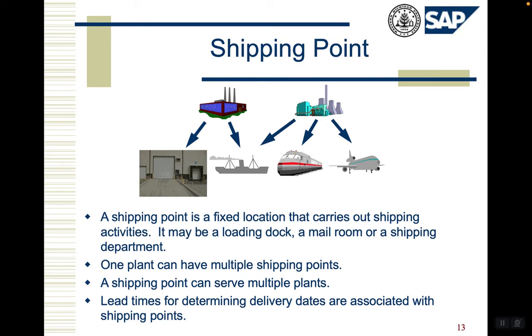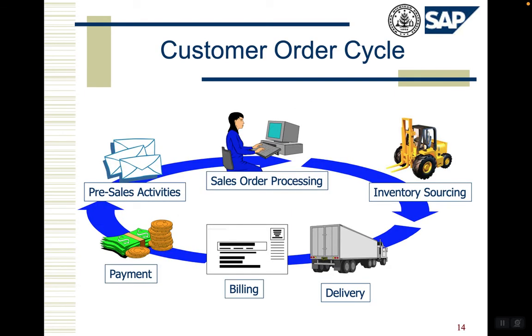From a logistical side, there's a concept called a shipping point. The shipping point is a location where we send stuff out of. A plant can have multiple shipping points, and a shipping point can serve multiple plants. You could have a plant with shipping points on opposite sides of the plant, or multiple operations, so it could be a loading dock or mailroom or whatever makes sense for the organization. That's tied back to our logistics, and we'll see that in the delivery processing.